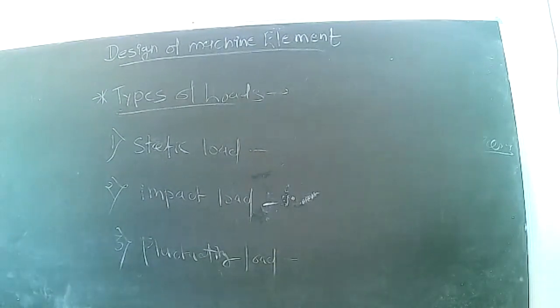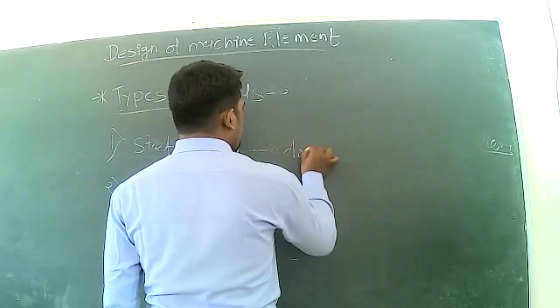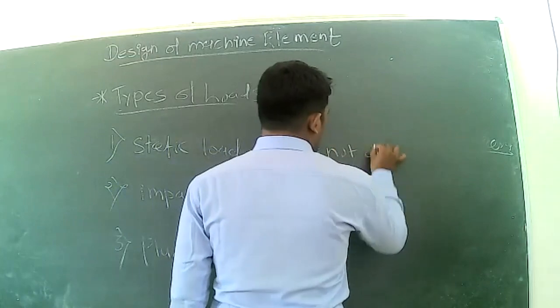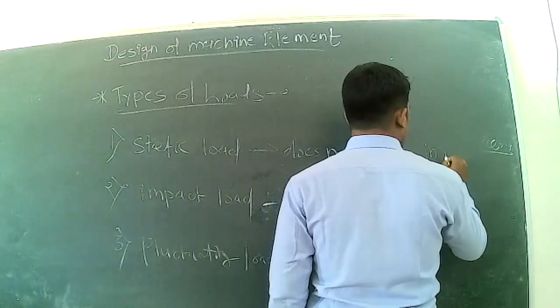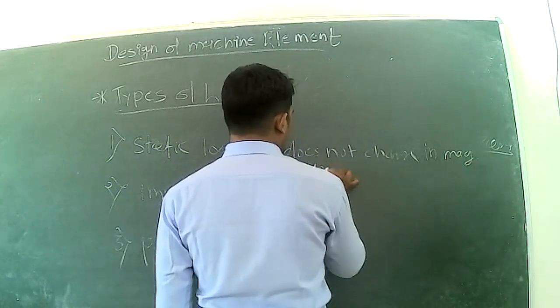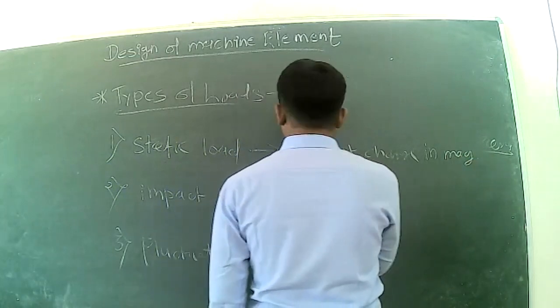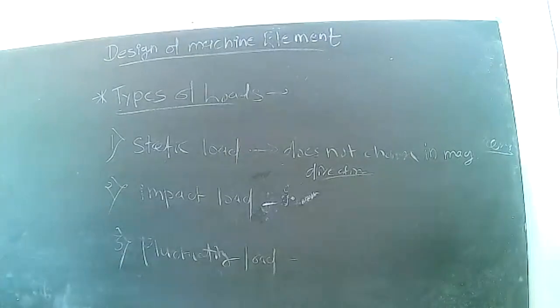So basically, the static load is nothing but the gradually applied load which does not change in magnitude or direction. Static load is nothing but the load gradually applied on any point. It doesn't change with magnitude or direction. This includes force, couple, torque.